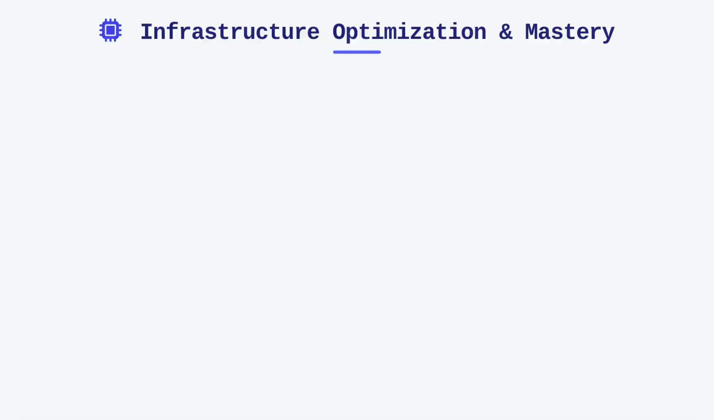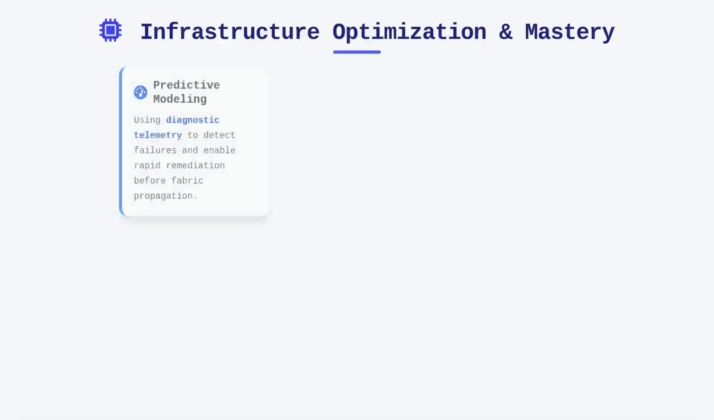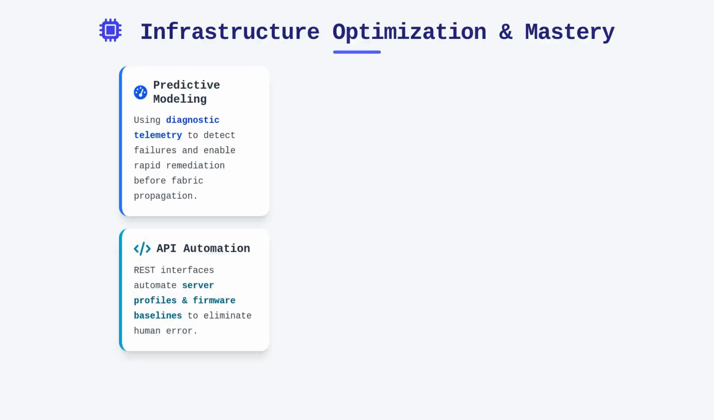To master these final objectives, one must appreciate the diagnostic telemetry that informs our predictive failure modeling, as this allows for rapid remediation before an issue propagates throughout the fabric. We have looked extensively at how API utilization, specifically through REST interfaces, permits the automation of server profiles and firmware baselines, effectively removing human error from the lifecycle management equation.